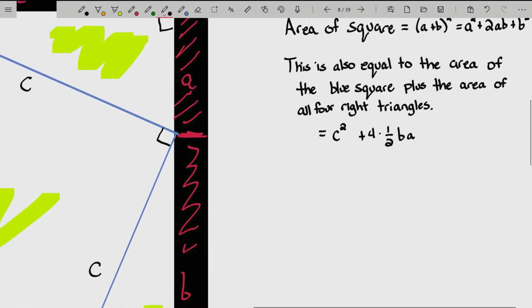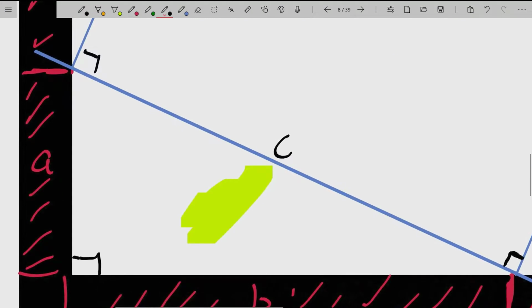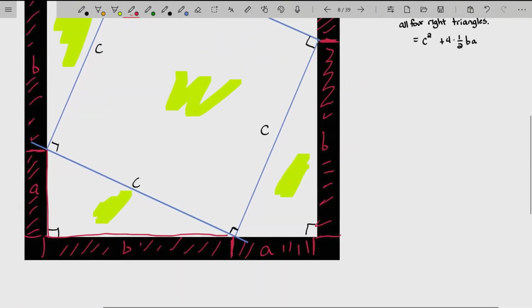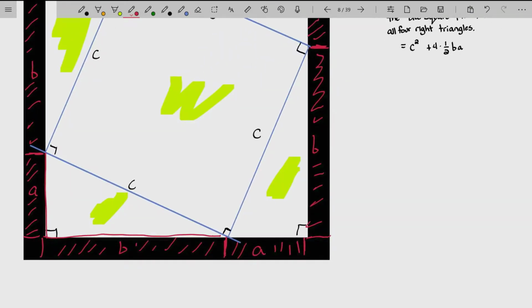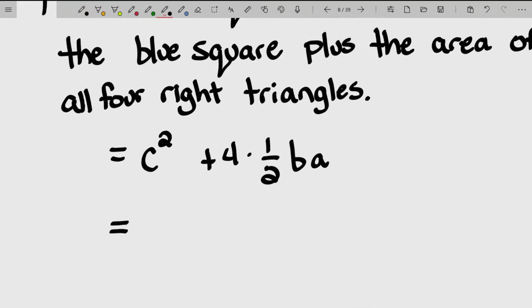Let me go ahead and convince you of that. Let me just take one of these triangles right here. Let's just take this one right here. So its base is this distance here, which is B, and its height is this distance here, which is A. So there you go. 1/2 B times A is the area of that. And we have 4 of those areas all together. Simplifying this, this is going to be C squared plus 2AB.